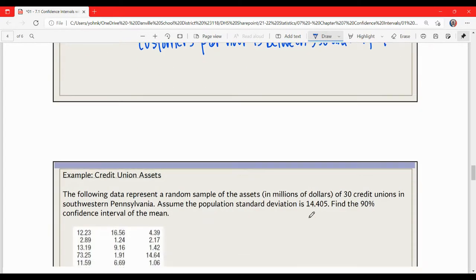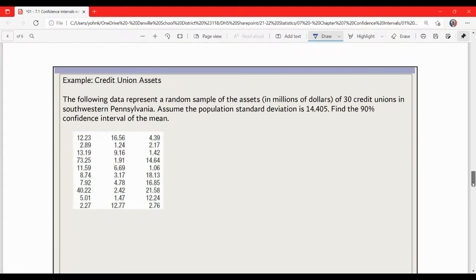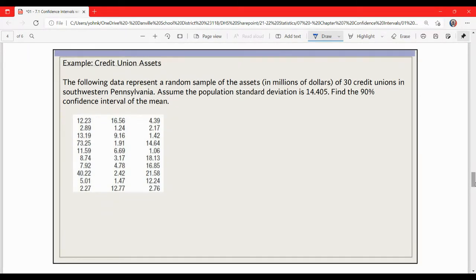All right, let's see another example. Credit union assets. The following data represent a random sample of the assets in millions of dollars of 30 credit unions in southwestern Pennsylvania. Assume the population standard deviation is 14.405. Find the 90% confidence interval of the mean.